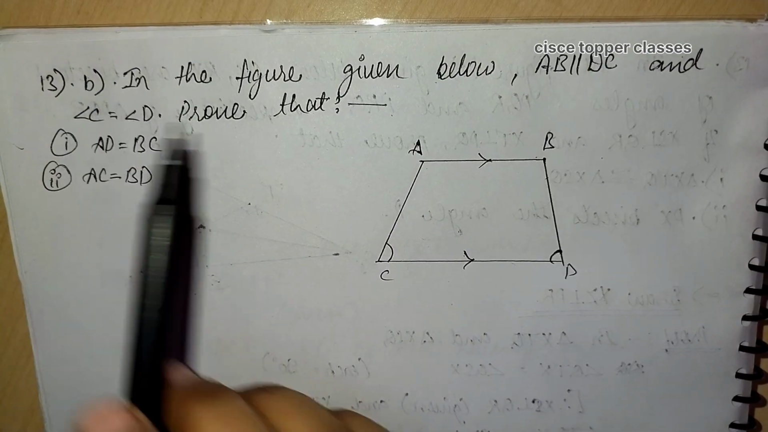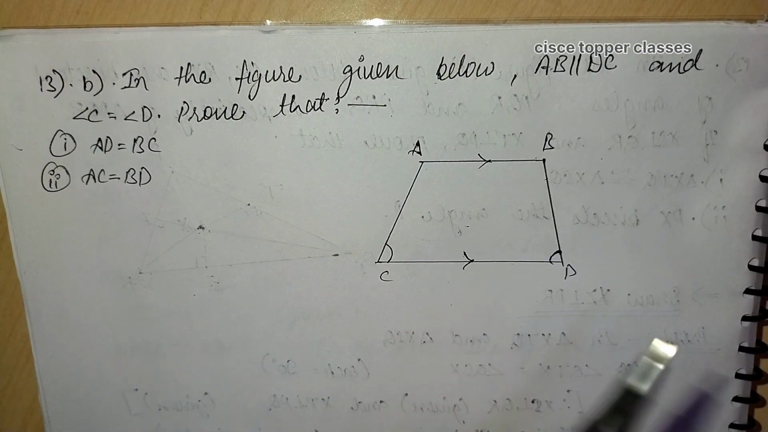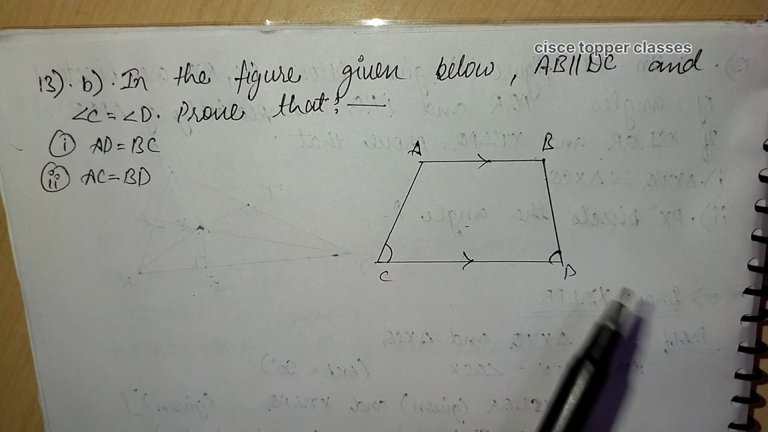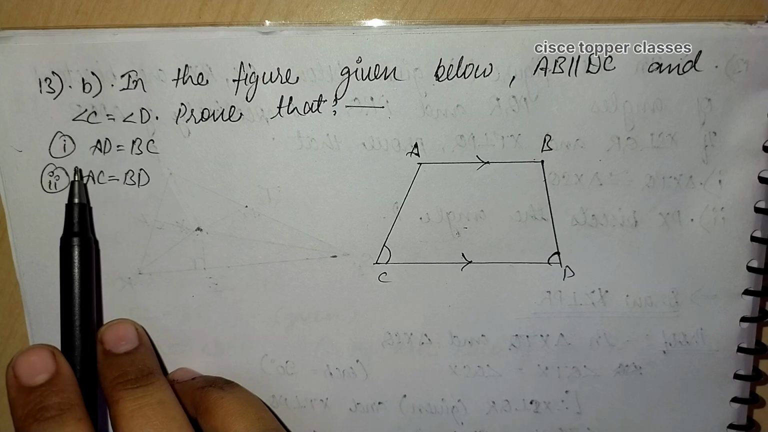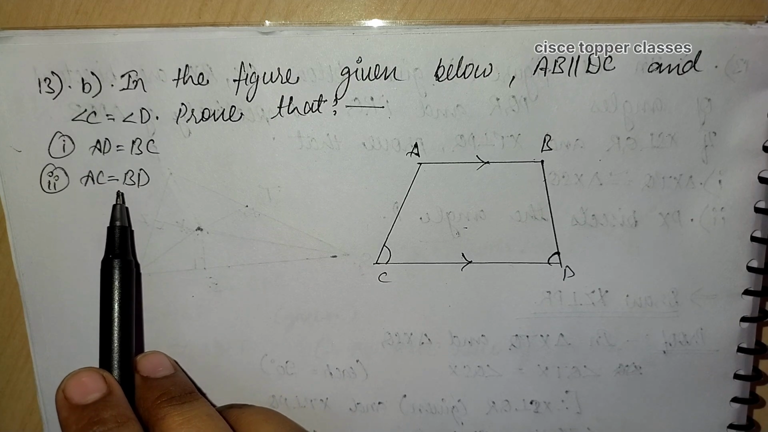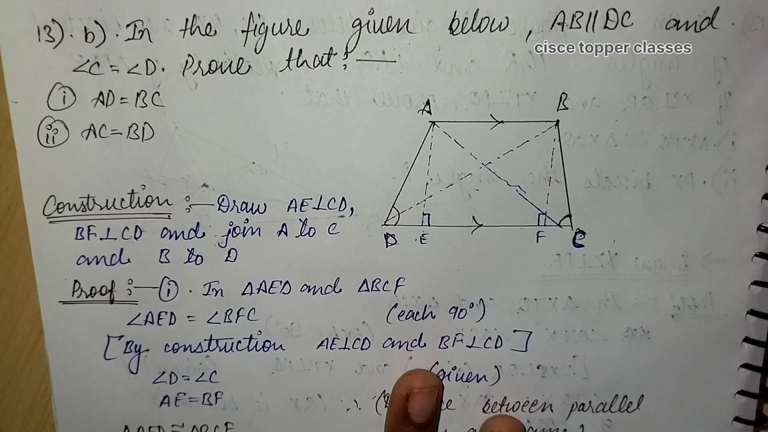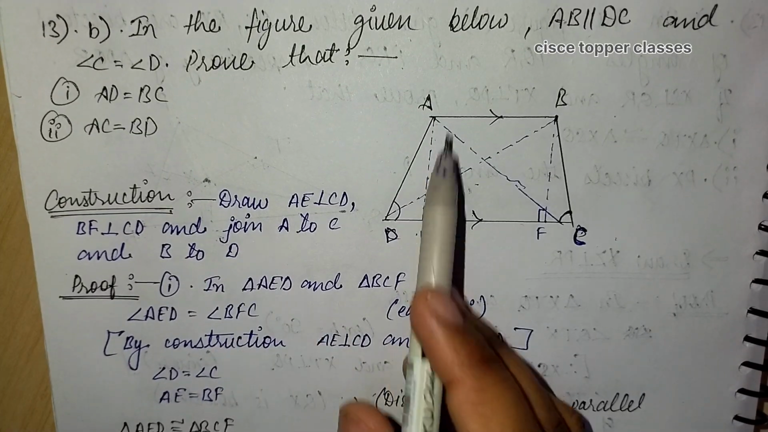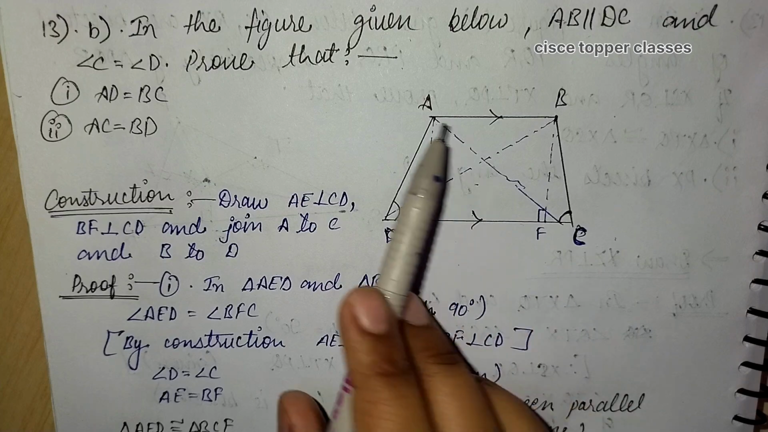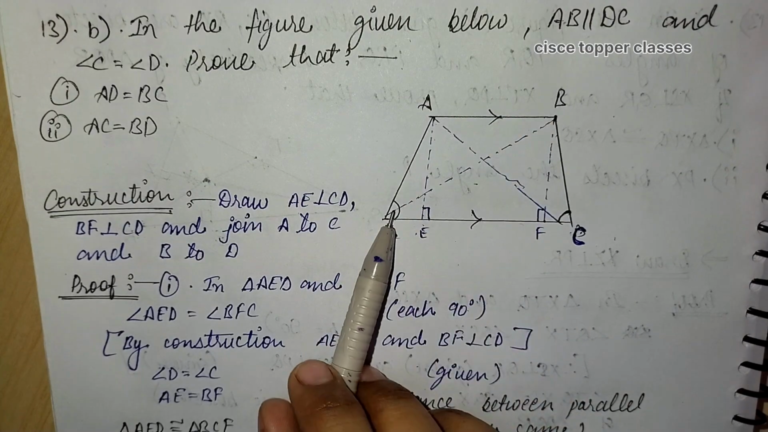The 13th second part is: in the figure given below, AB is parallel to DC and angle C is equal to angle D. Then we have to prove that AD is equal to BC and AC is equal to BD. So let's solve it. Firstly, to solve this question, we construct AE perpendicular to CD and BF perpendicular to CD, and then join A to C and B to D.